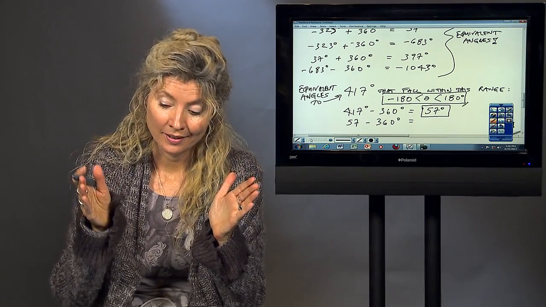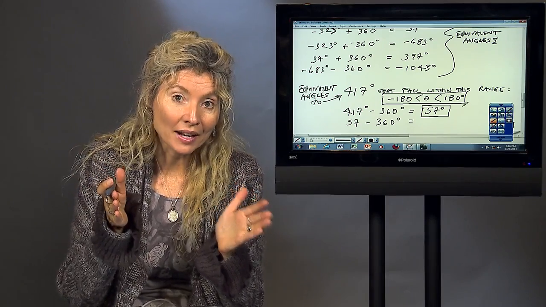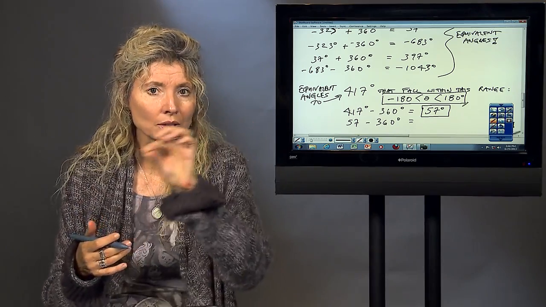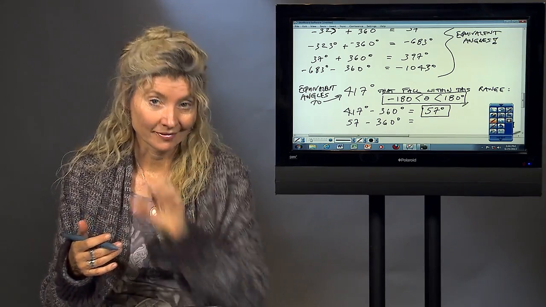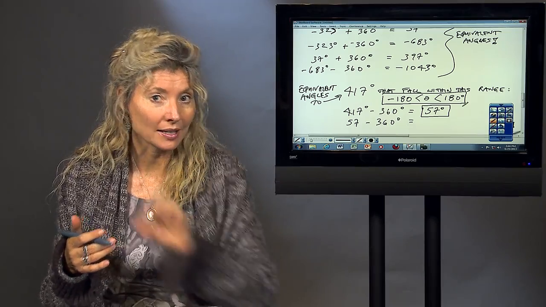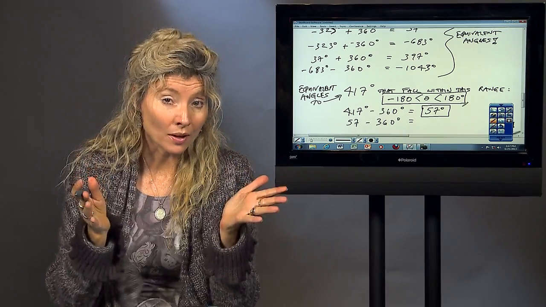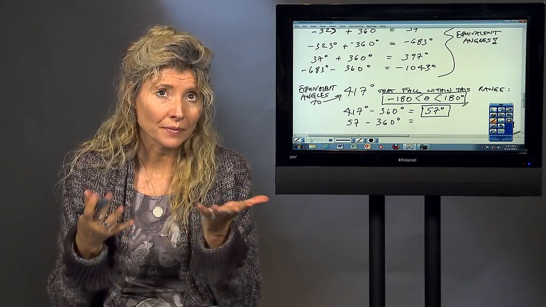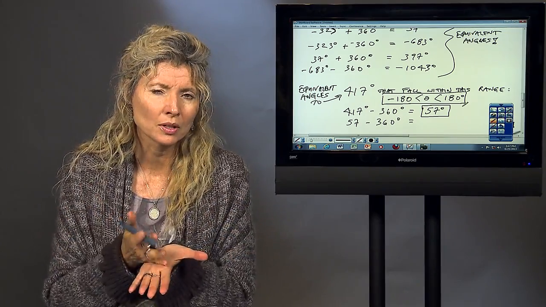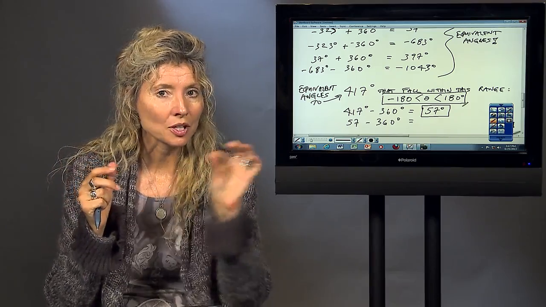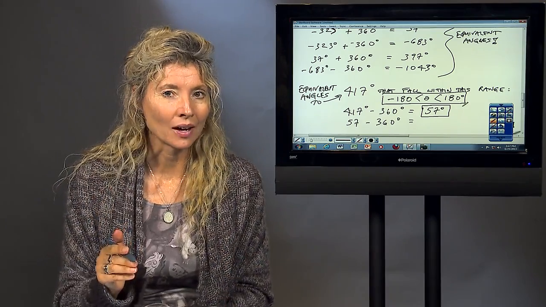In other words, less than 180 but greater than negative 180. So you just add or subtract a revolution. That's all you're doing, adding or subtracting a revolution to get you back to that same point. What you don't want to do, and this is what most students do, maybe it's just test anxiety, they'll start adding or subtracting 180. Think about that. What happens?